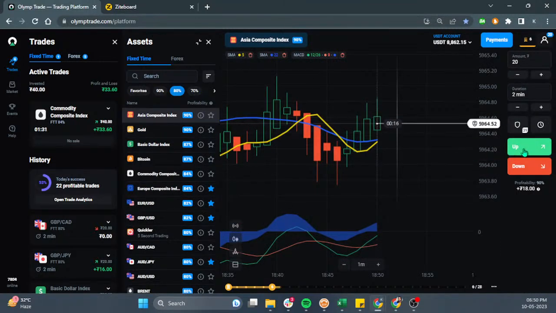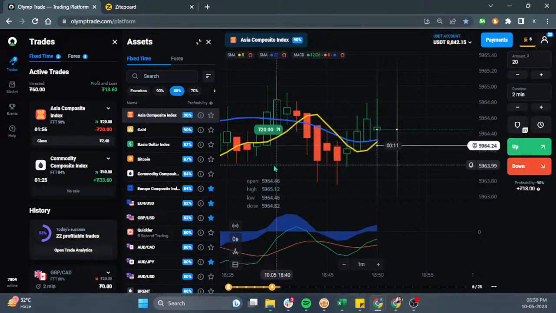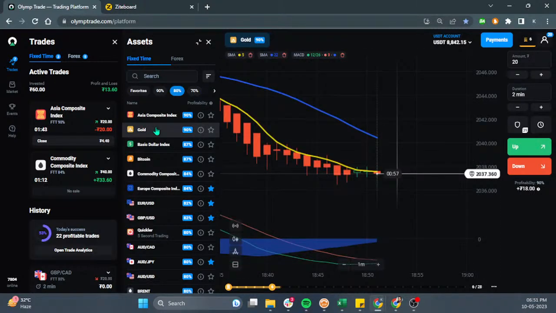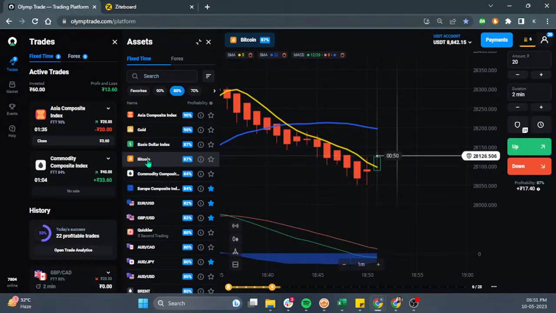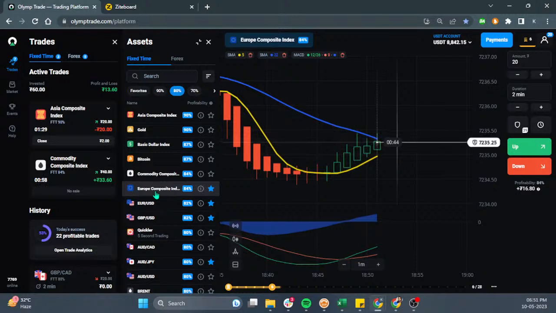There's a crossing over here. Uh-oh. We should have waited for the next candle, but not an issue. We'll learn from this mistake to make sure that when we see a candle is about to end, we should wait for the other candle to form. Let's wait on Europe Composite right now because I believe we can have a good signal over here to start a trade.